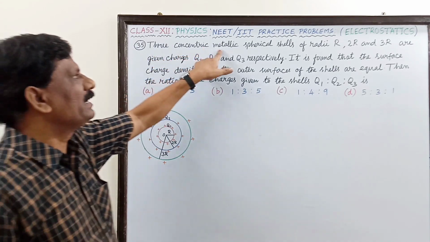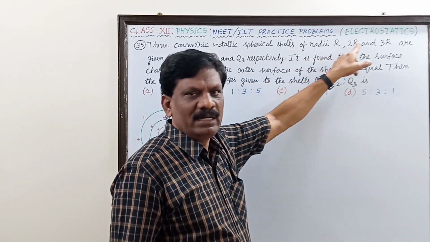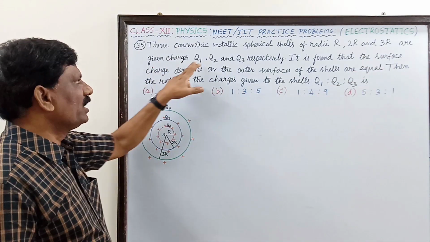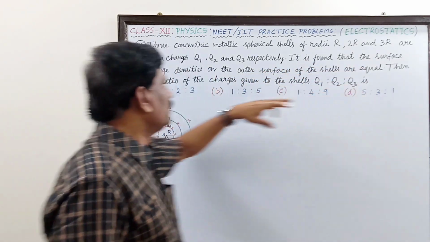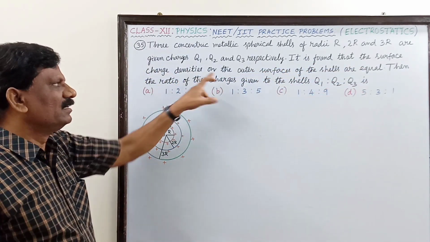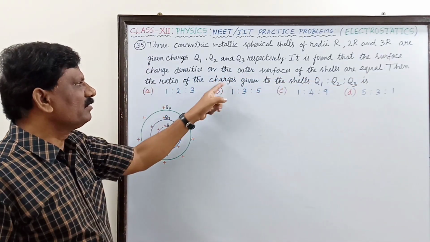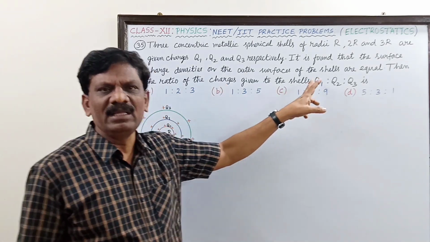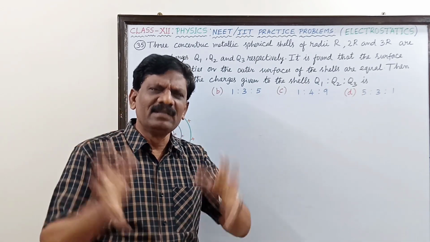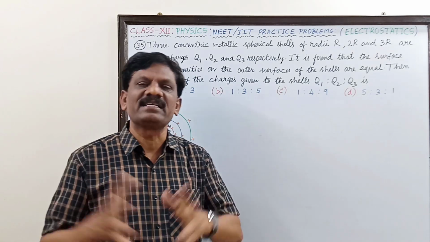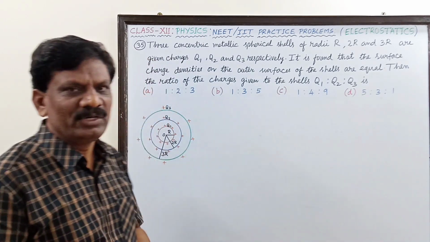Three concentric metallic spherical shells of radii r, 2r and 3r are given charges q1, q2 and q3 respectively. It is found that the surface charge densities on the outer surfaces of the shells are equal. Then the ratio of the charges given to the shells, namely Q1 is to Q2 is to Q3, is to be determined. Very brilliant question. This has been asked several times in the IIT mains exam. Such an important numerical problem.